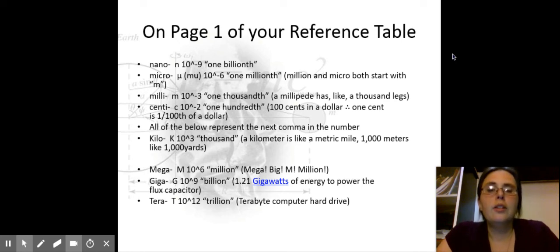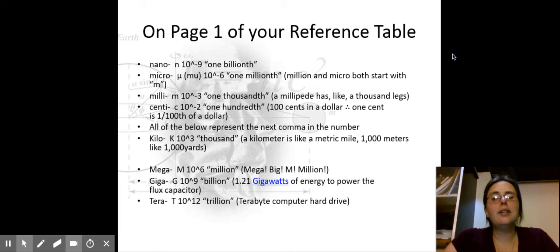So then mega is capital M, and it's 10 to the sixth or million. So you can think of mega, big, $1 million winner. It's 10 to the sixth, capital M. Giga is 10 to the ninth or billion. And if any of you have seen Back to the Future, this is the 1.21 gigawatts of energy to power the flux capacitor. However, we don't say gigawatts, we say gigawatts.